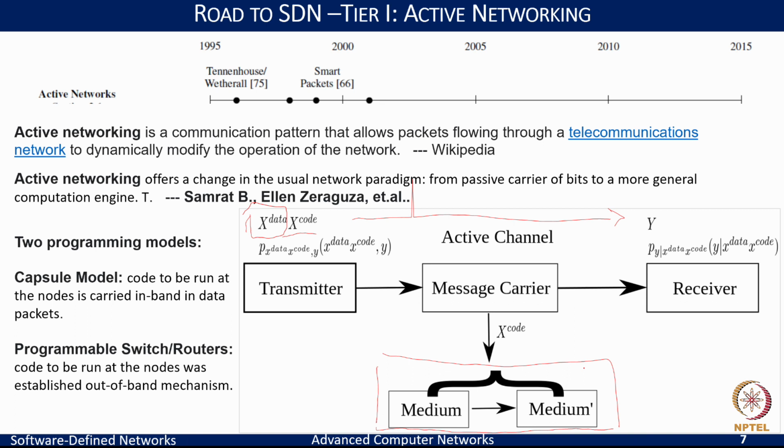And active networks, although it didn't succeed over time, paved the way for how we can see networks being programmed.